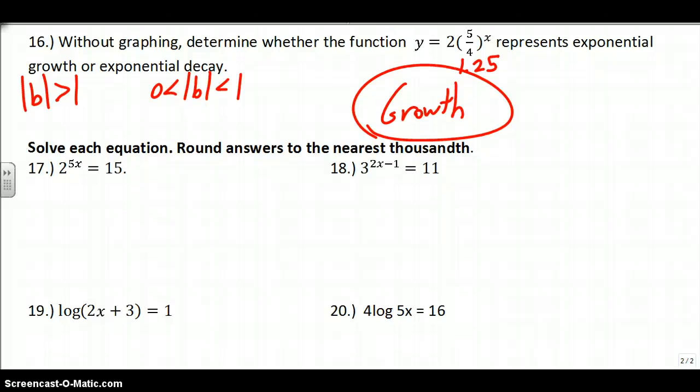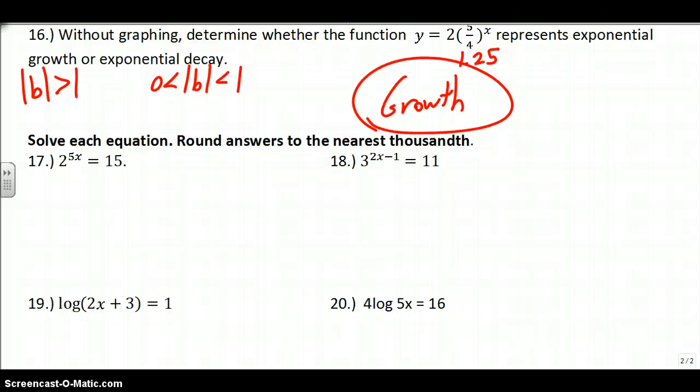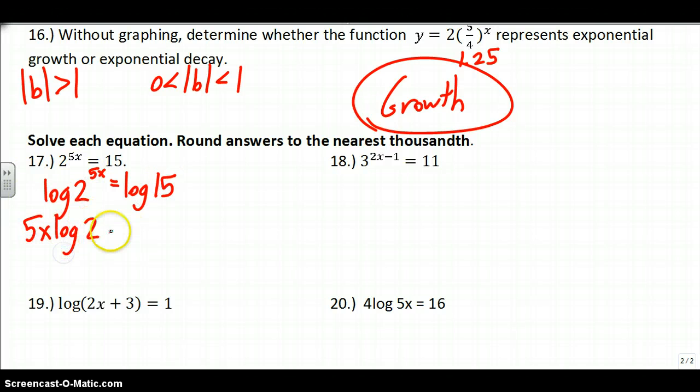Very little calculating. Some of us talked about this in class, okay? Oh, and then last but not least, we solve each equation. Remember, if they're exponential, you're going to log it. If they're logs, you're going to bump the base, okay? So, 2 to the 5x equals 15. Let's log it. Log of 2 to the 5x equals log of 15.